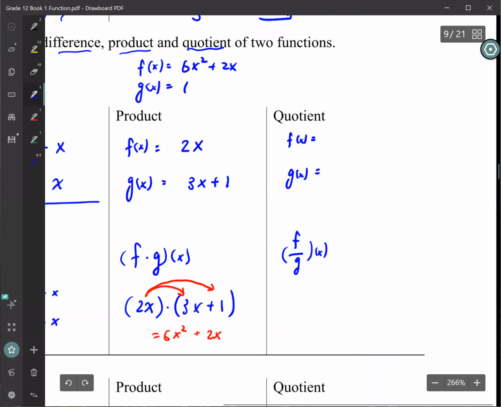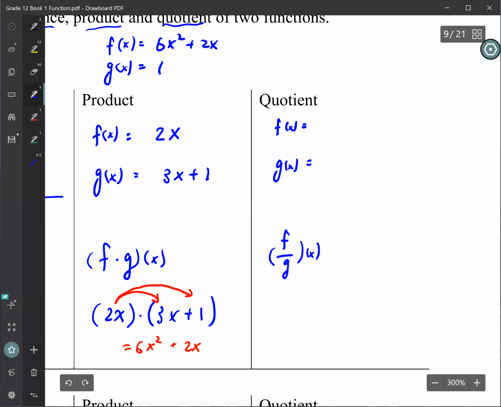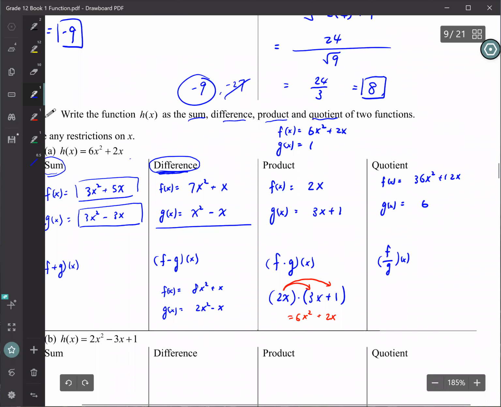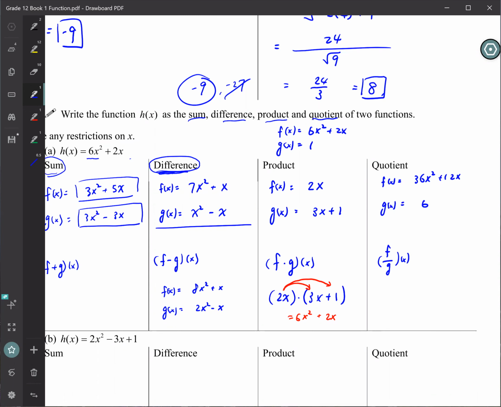So Vicky, what do you have? 36x squared plus 12x, that's 12x, okay? And then just 6, okay? Yeah. So if we divide, 36 divided by 6 gives you 6x squared. 12 divided by 6 will be 2, 2x, right? Yeah, that works. Very good. At least you're not using 1, right? Divide by 1.